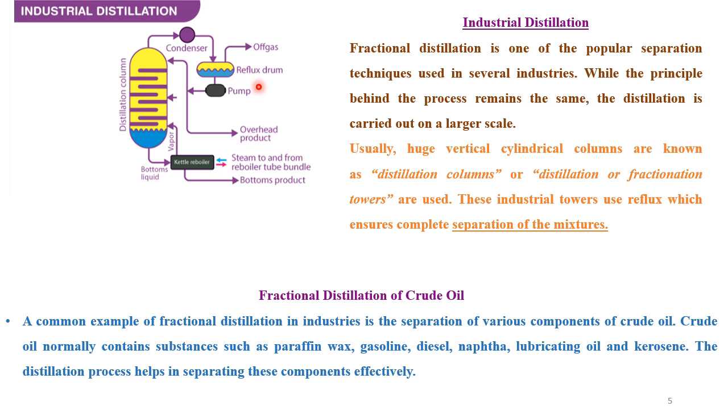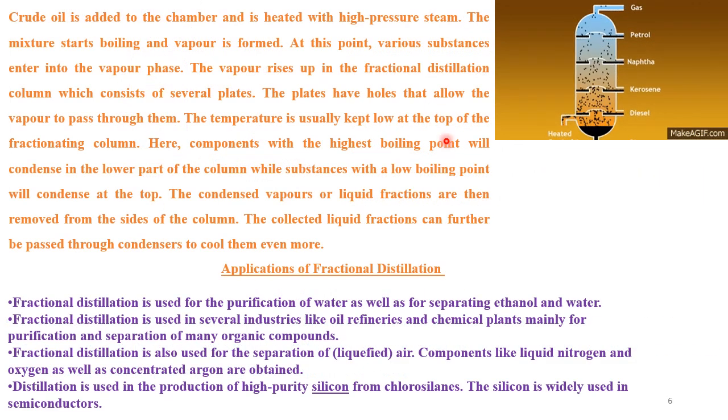For industrial use, this type of apparatus is used for bulk, large scale distillation processes. We also know about the fractional distillation of crude oil. In crude oil, there are paraffin wax, gasoline, diesel, naphtha, lubricating oil, and kerosene. The distillation process helps in separating these components effectively.